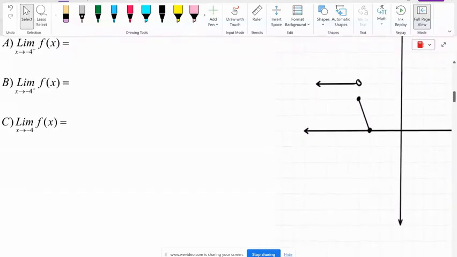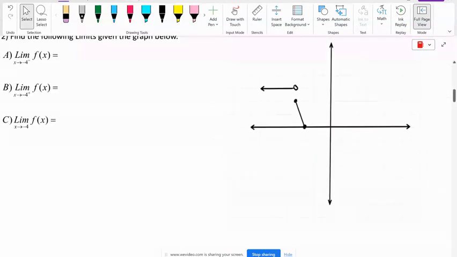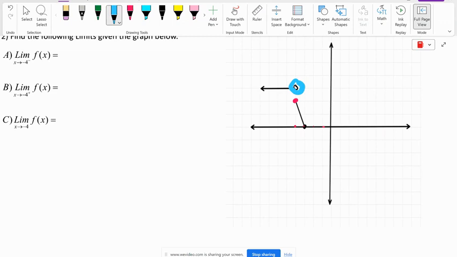The first one I'm asking you is what is the limit as x approaches -4, but what do I have after that? That little negative sign. What is that saying? I only care about the limit as x approaches -4 from the left side. So we go to where -4 is: 1, 2, 3, 4. Here's -4, so here's the point on my graph, and there's another point on my graph right here. But I want to approach it from the negative side.